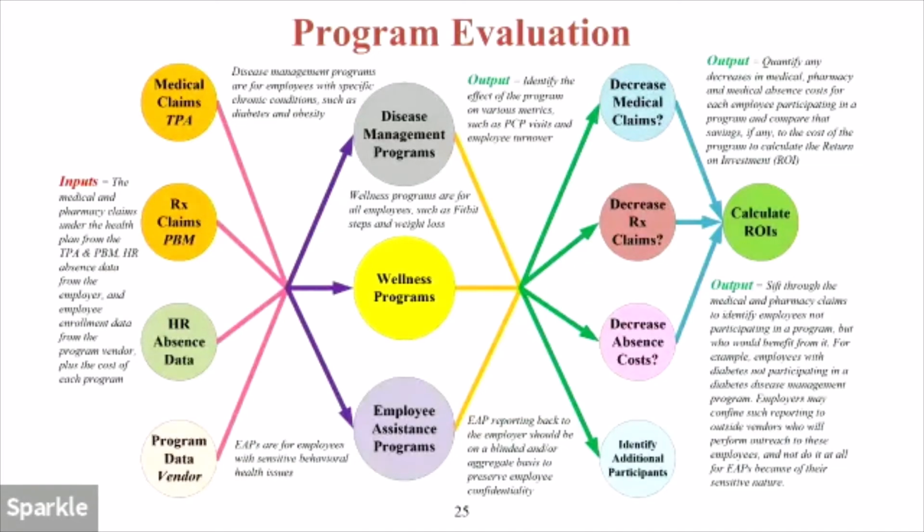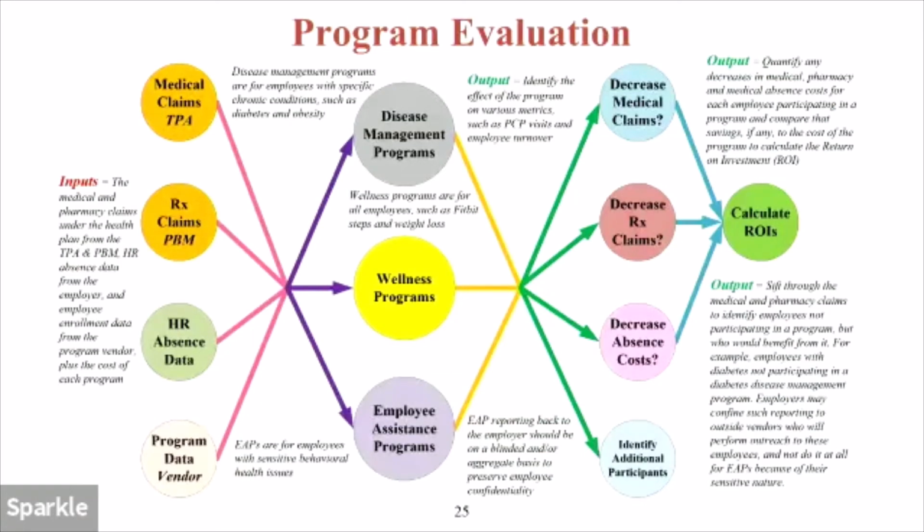So in the middle of the slide are the 3 wellness type programs you might have. On the top are the disease management programs. These are for folks with chronic conditions like diabetes. In the middle are your generic wellness programs, your general weight loss programs, your Fitbit programs. And then on the bottom are your employee assistance programs for folks with behavioral health issues.